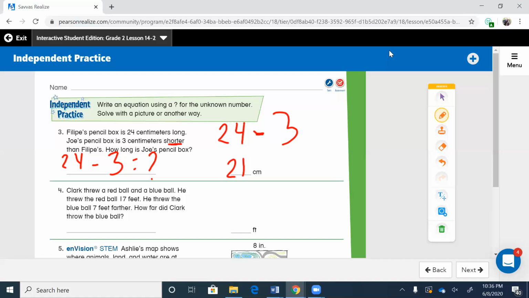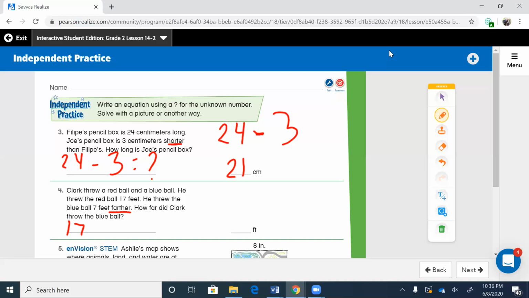All right, number 4. Clark threw a red ball and a blue ball. He threw the red ball 17 feet. He threw the blue ball 7 feet farther. How far did Clark throw the blue ball? All right, he threw the red ball 17 feet. Now, when he threw the blue ball, it went 7 feet further than the red one.